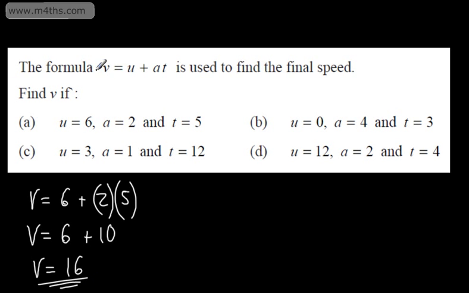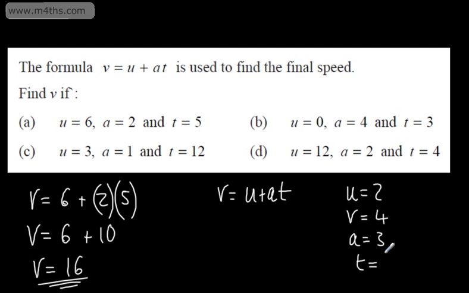With all of these questions, we're finding V. That might not always be the case. So we might be given the formula V is equal to U plus AT. We might be told now that U was going to be equal to 2. We might be told that V was going to be equal to 4. And we might be told that A was going to be equal to 3, and we needed to find T. So we needed to find the value of T.